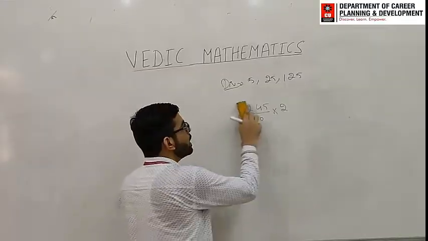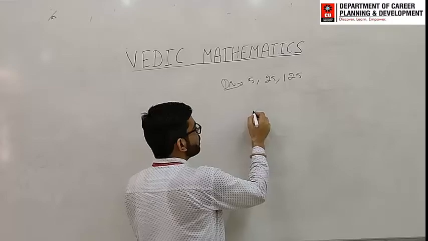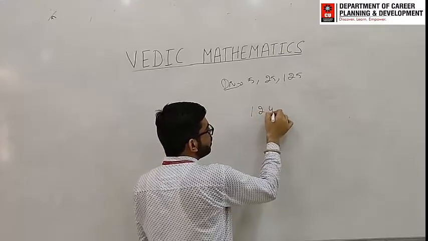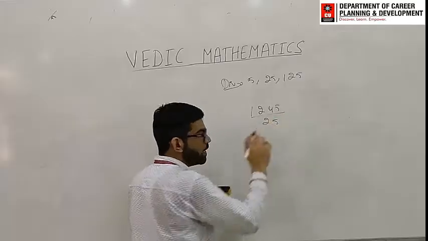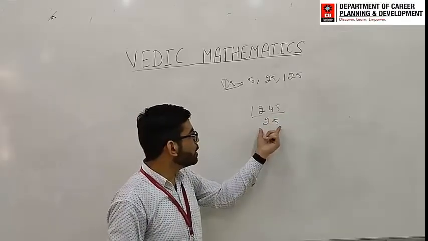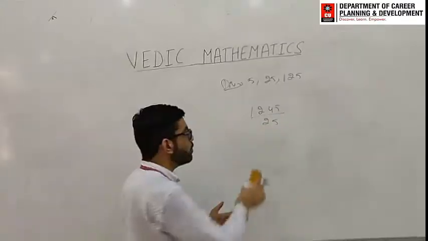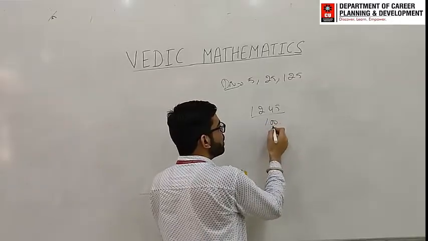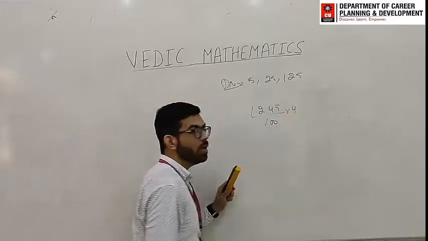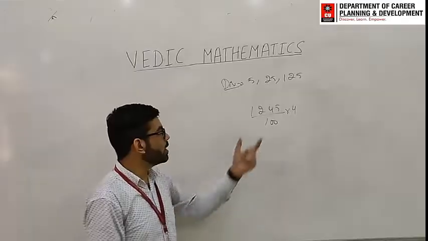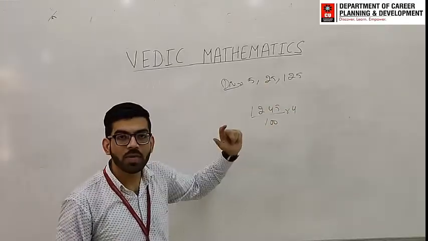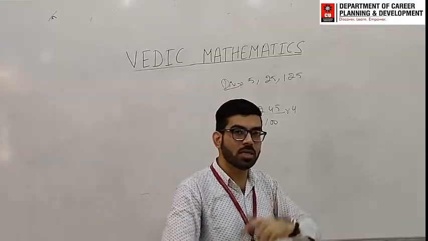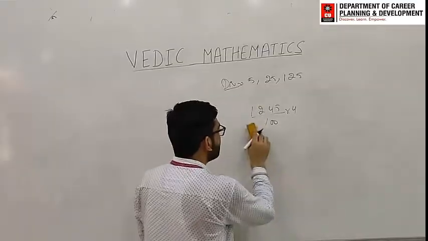Same way, you can write 25. Suppose 1245 divided by 25 is there. Again, you can write 25 as 100 by 4. Again, you have to divide that number by 100 and multiply that number by 4. So it is better to multiply this number by 4 instead of dividing this number by 25. So these are the tricks we are going to discuss further again.